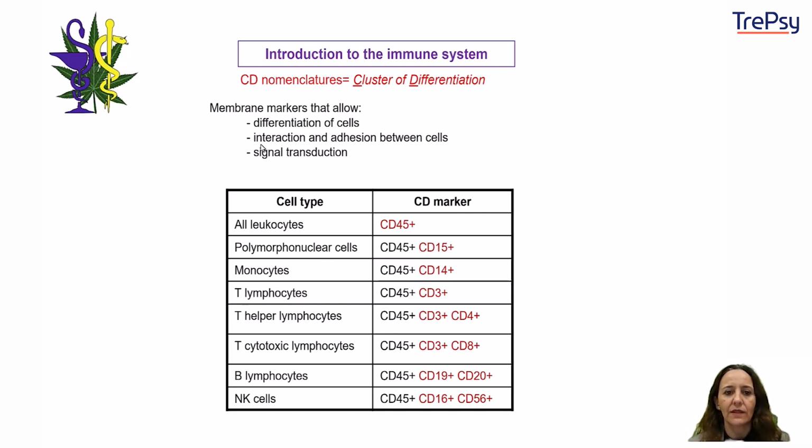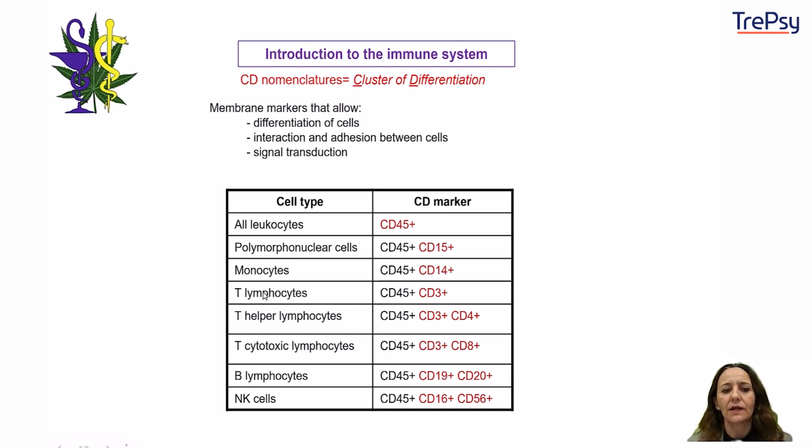So if we have a look at this table, we can see that all leukocytes, for example, are positive for CD45. Polymorphonuclear cells are leukocytes, so they have the CD45, but they also express CD15, so they are positive for both markers. If we have a look at monocytes, we can observe the same thing. They are leukocytes, but they express another marker that is CD14.